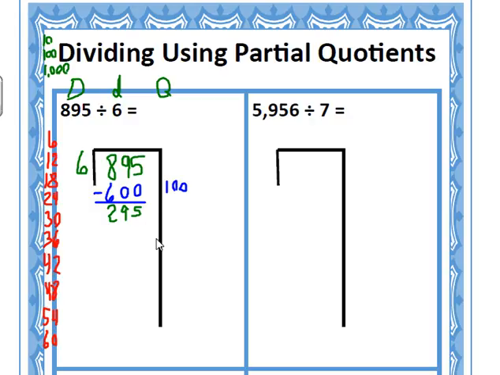All right, so now I'm going to try to do 100 again. 100 times 6 is 600. Is that too large? Yes. So we can't do that. But we can do 10. So I'm going to put 10 over here. 10 times 6 is 60. So we can subtract that. So I have a difference of 235.